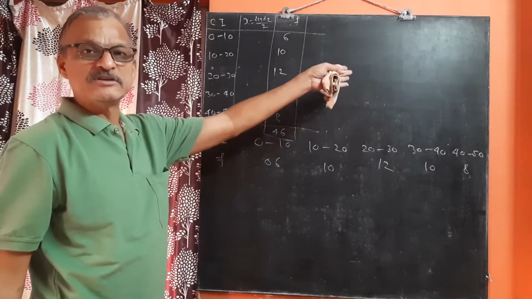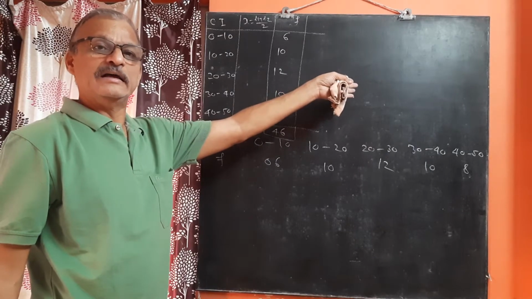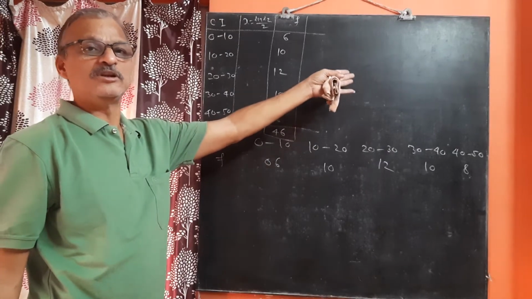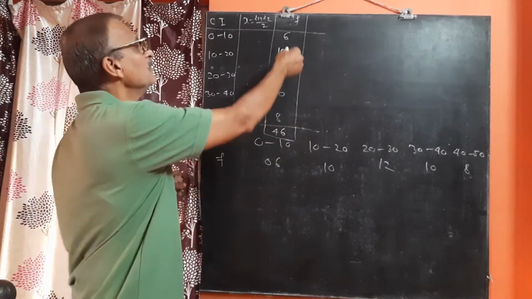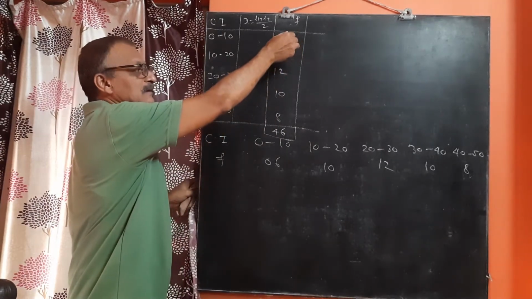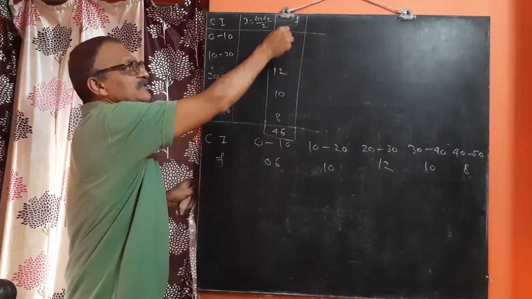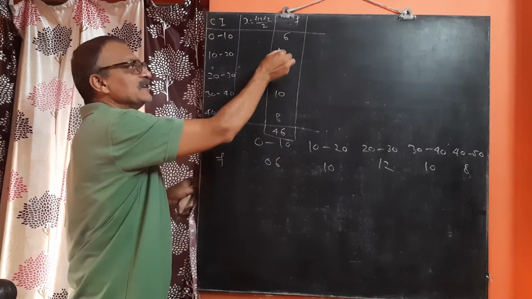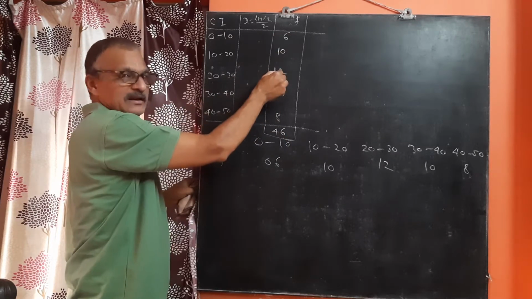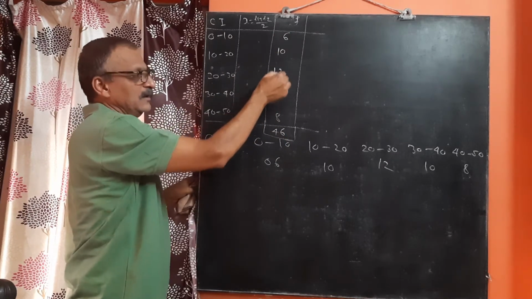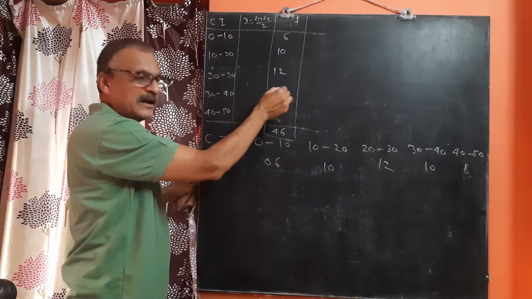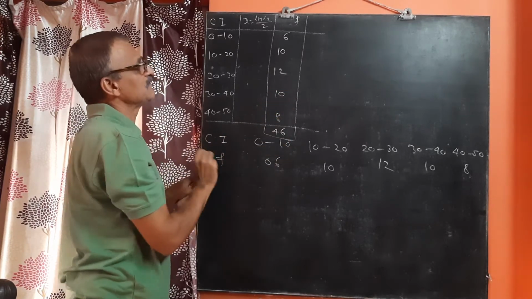In the problem it was given that expenditure below 20, total number of students are 46. If you find the sum of these, you will get 46. Let us check. 10 plus 6, 16 plus 12, 28 plus 10, 38 plus 8, 46.